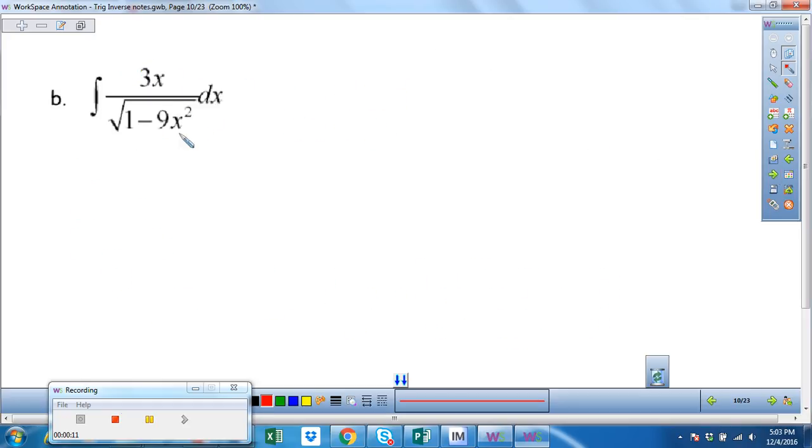So this looks like arcsine, but this could also be a u substitution problem. So let's try u substitution. u is 1 minus 9x squared. I don't know where I got 19 from.